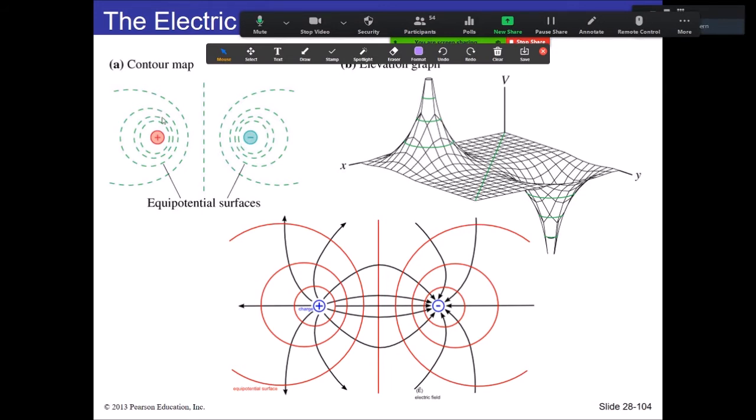Each one of these lines here represents a different equipotential surface. They may represent 10 volts. So from the middle line over, it's 10 volts, then 20, 30, and 40, and so on. That's how that works.